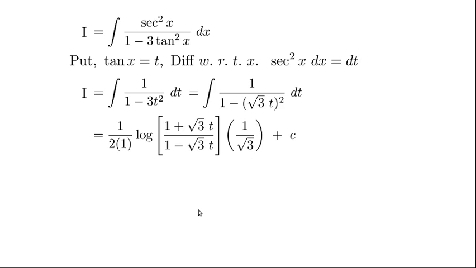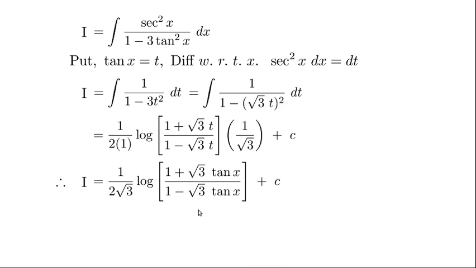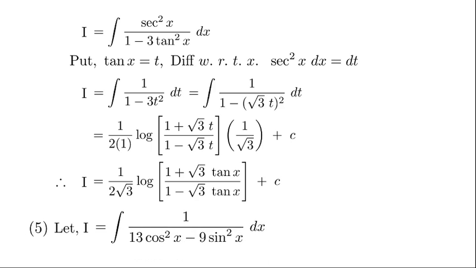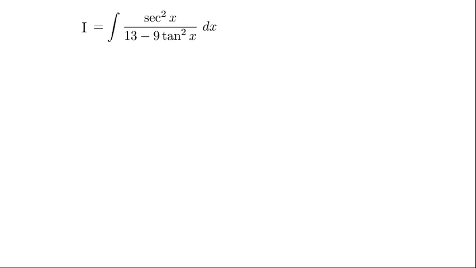And now put back the value of t. So it gives you 1 upon 2 root 3 log of 1 plus root 3 tan x upon 1 minus root 3 tan x plus c. So this contains sin square x and cos square x. Divide by cos square x. Process is same. So it becomes sec square x upon 13 minus 9 tan square x.